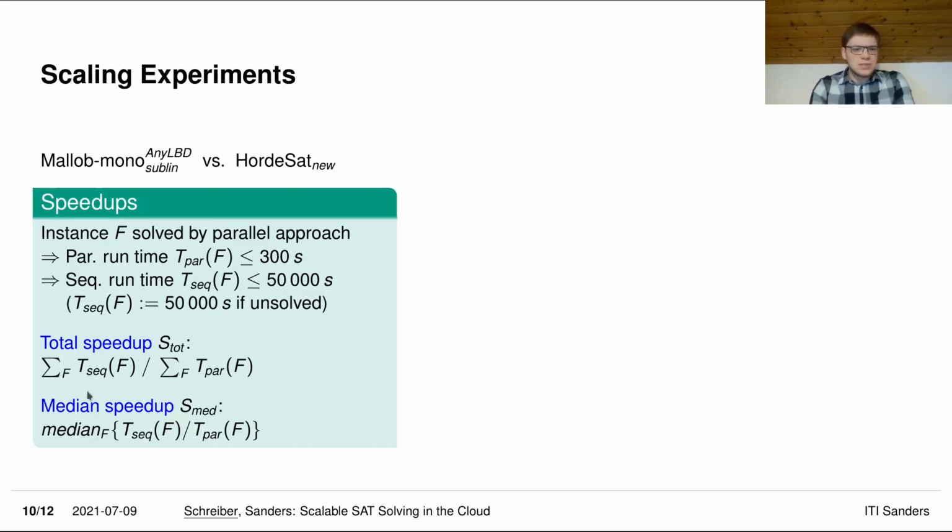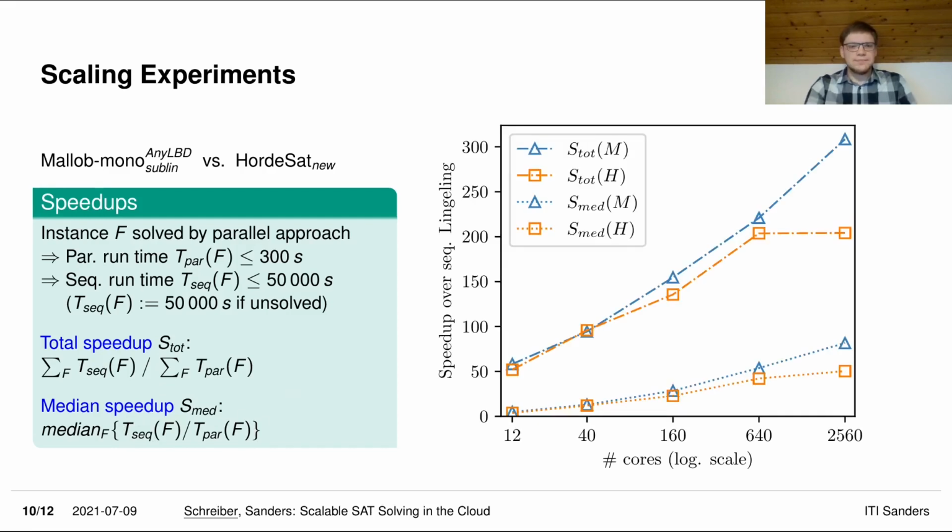So then the total speedup is defined by dividing the sum of all sequential runtimes by the sum of all parallel runtimes. And the median speedup is defined as taking the median of each of the individual speedups, so the sequential runtime divided by the parallel runtime. Here we have some results.